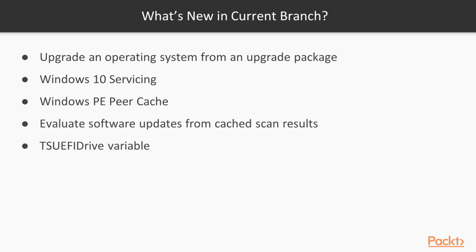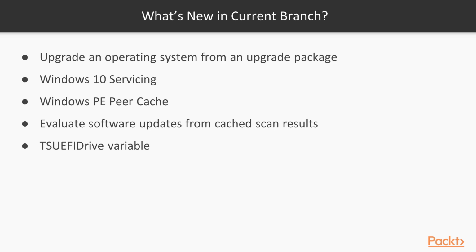So, what's new in OSD in ConfigMgr Current Branch? Upgrade an operating system from an upgrade package is new. It's a new task sequence type for an in-place upgrade of systems from Windows 7, 8 and 8.1 to Windows 10. Windows 10 servicing is new. This allows you to automate Windows 10 upgrades using the software updates component in ConfigMgr.